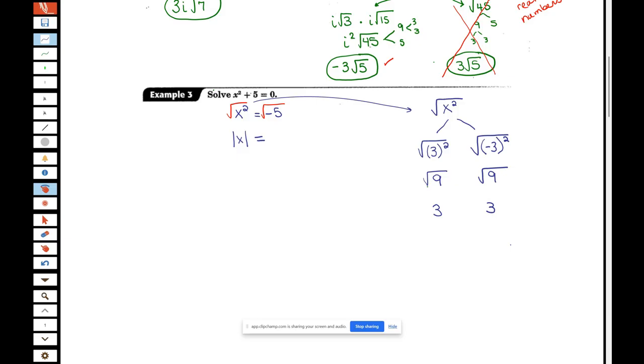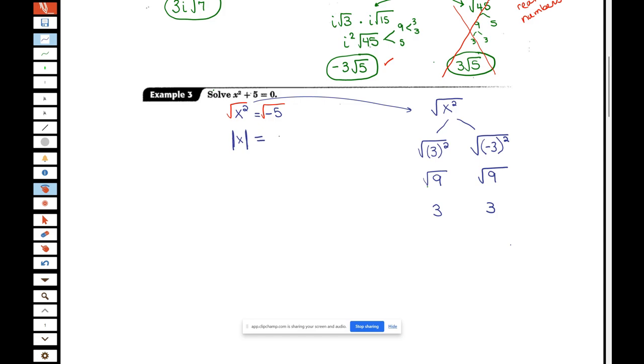The only tool we have in mathematics for saying that whether the inside is positive or negative, we get a positive, is the absolute value symbol. So we have to say the square root of something squared is always going to be the positive value, because once you square a negative, it turns positive.